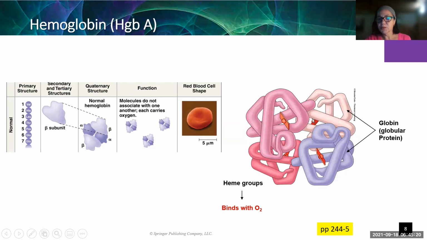And then it's the heme groups here in the center that each have an iron atom, and so they can each hold an oxygen molecule.